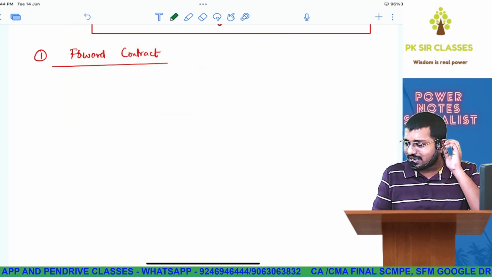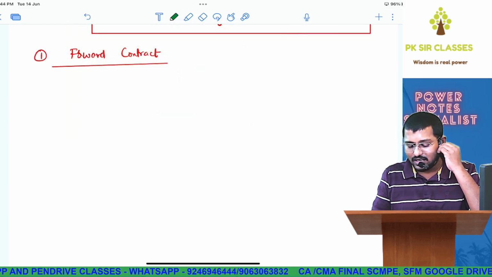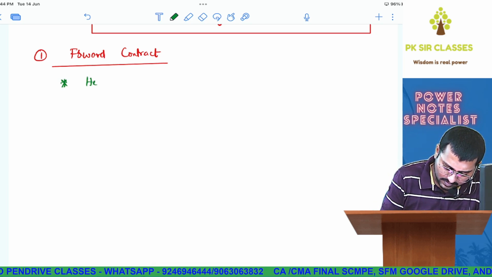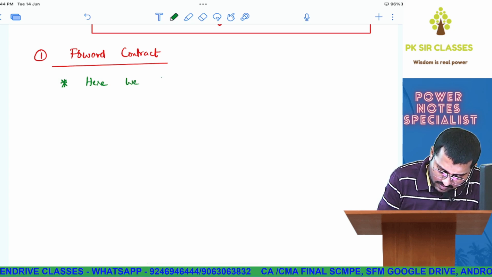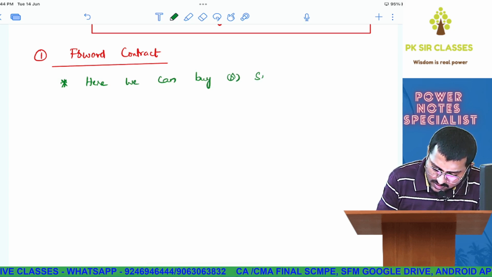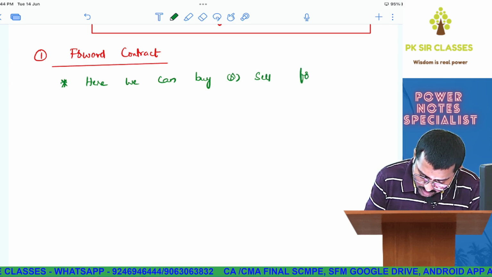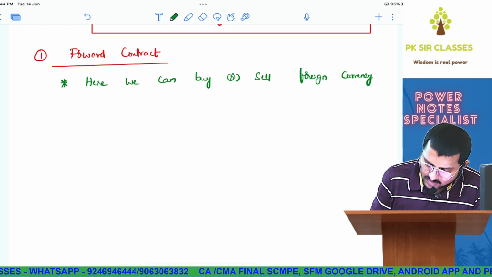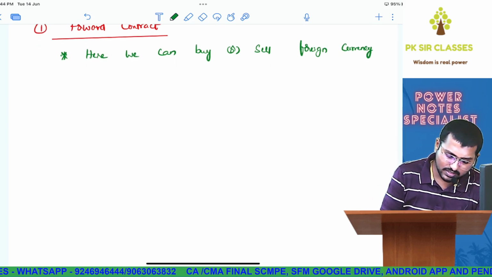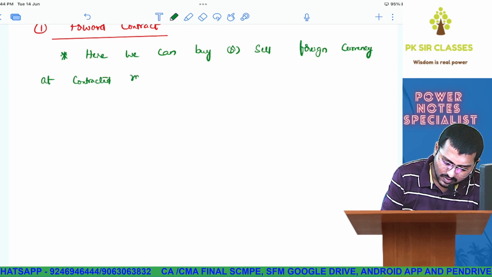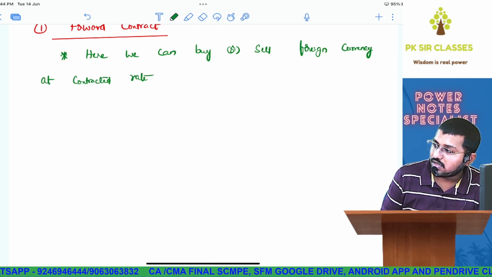We can buy or sell foreign currency at a contracted rate, well in advance. That's what we're going to write. Here we can buy or sell. Buy or sell what? Foreign currency. Okay, you can buy or sell foreign currency at what, Nana? Contracted rate or committed rate, whatever it is. Correct? In future.